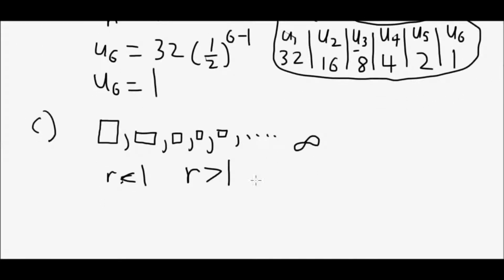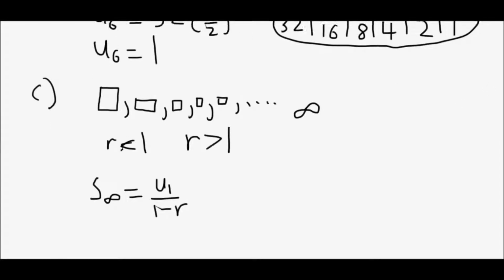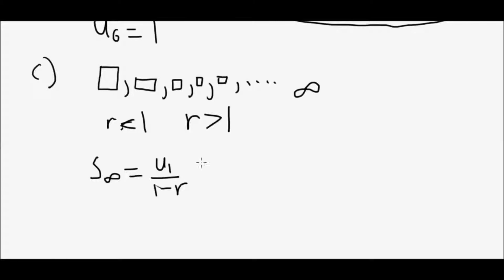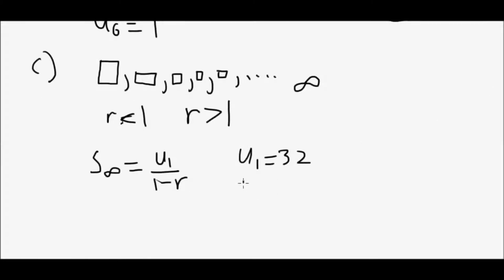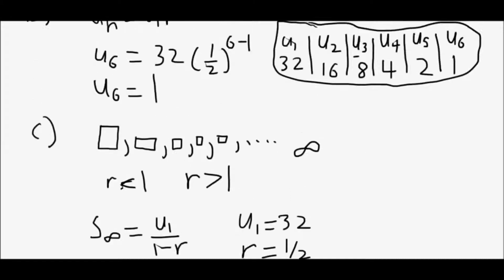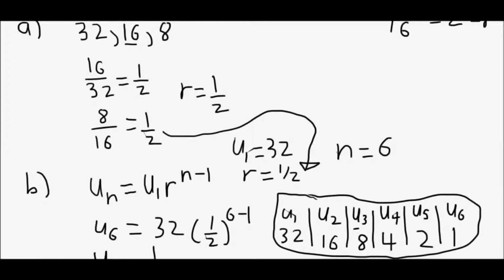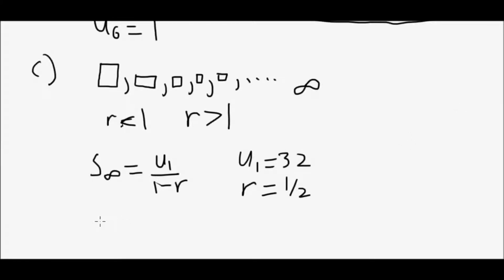The formula to do this is the sum of an infinite series is equal to the first term over 1 minus r. Alright, so let's do this. We have the first term, which is 32, since we were given that in the question. And then after that we have r, which is going to equal 1/2. And we computed this in our first question right here. So we will substitute and we will evaluate.